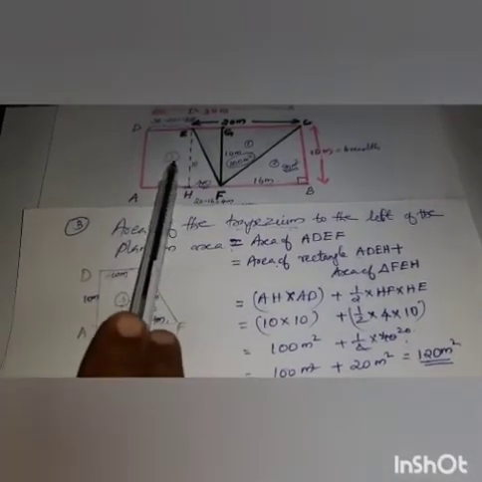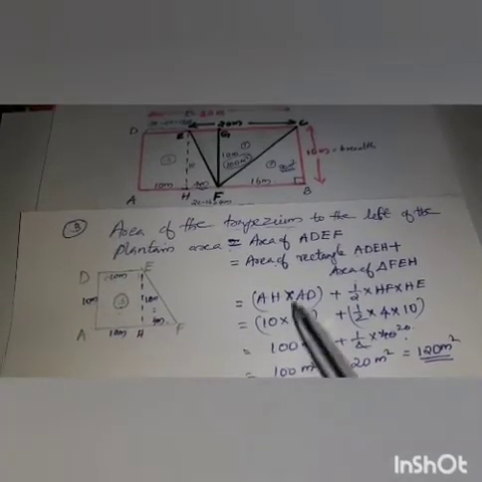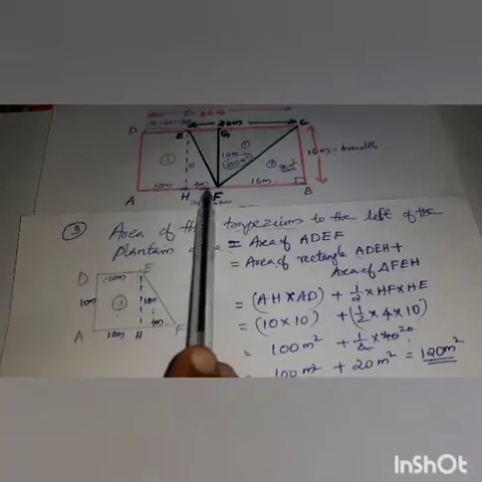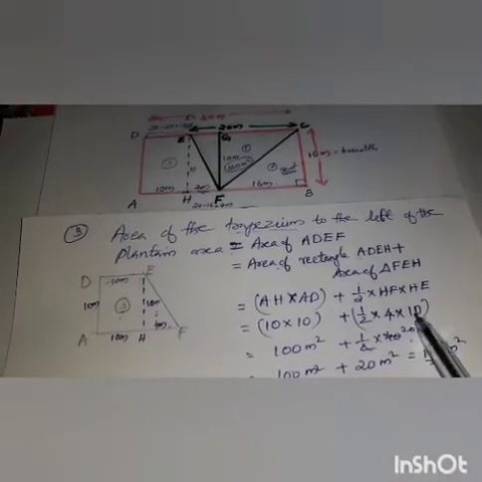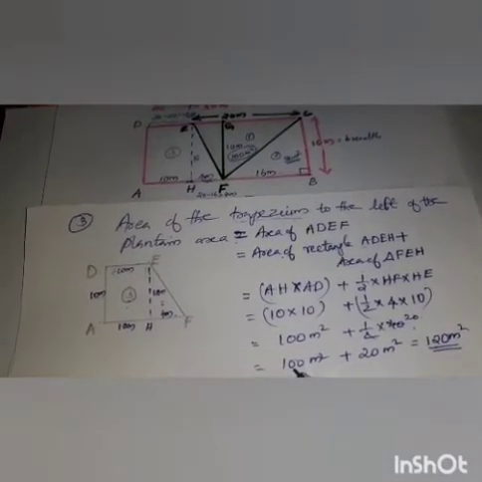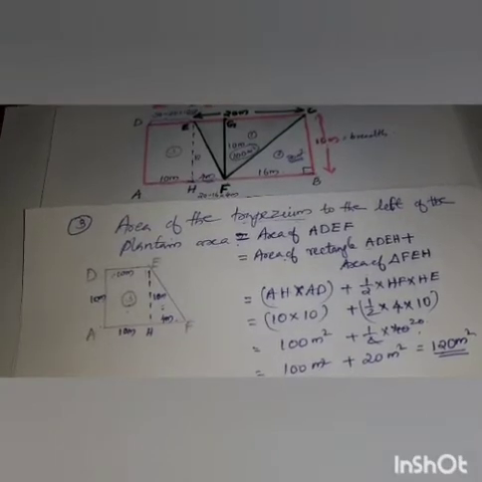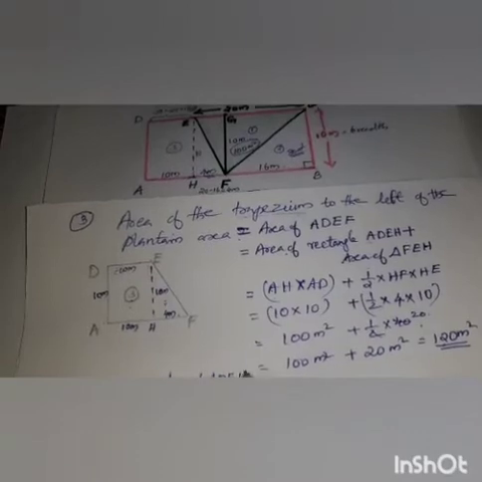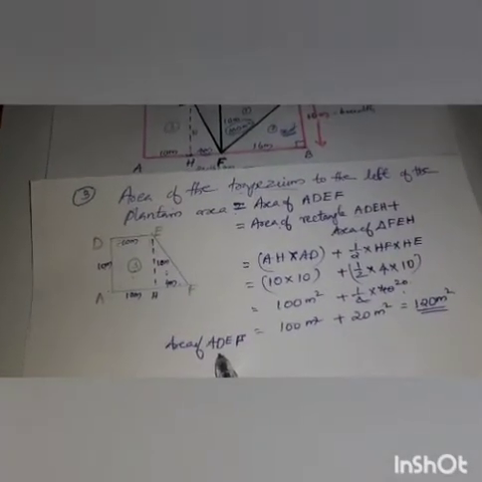So 10 into 10, that is the area of rectangle, 100 meter square. Then area of triangle is 4 meter into 10 divided by 2, so half into 4 into 10. We are getting 20 meter square. So area of rectangle plus area of triangle together it is 120. 120 meter square is the area of what? Area of ADEH, sorry, ADEF. That is the area of the trapezium.